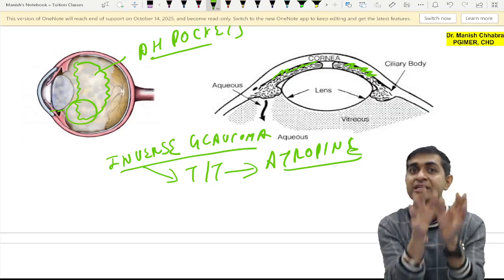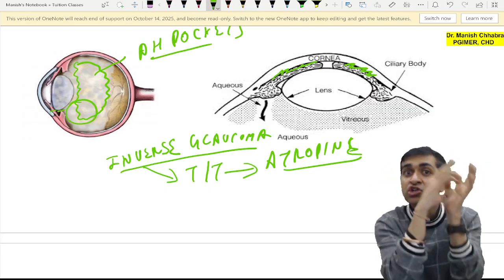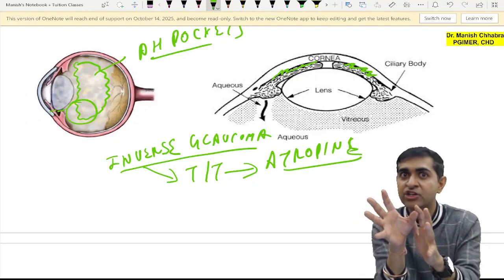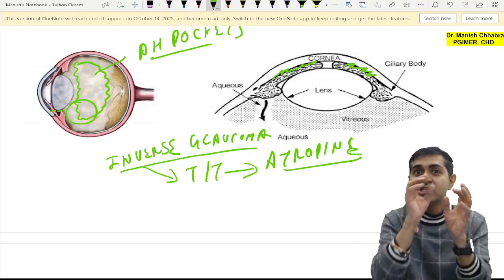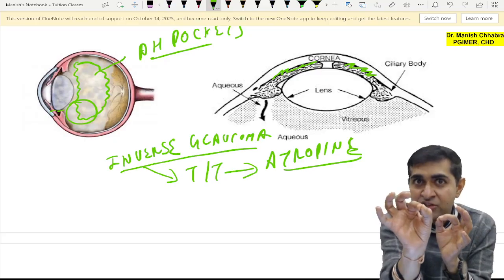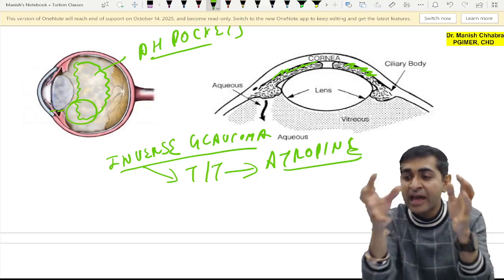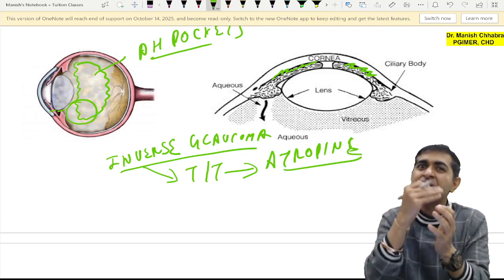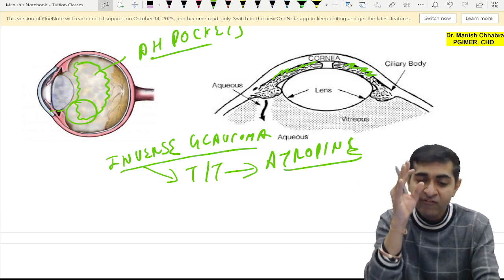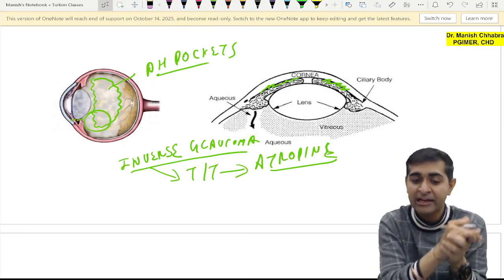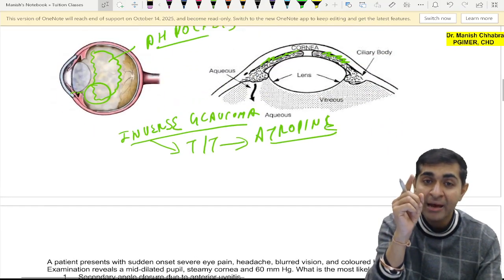As a result, you call it irido, hole in the iris; zonulo, hole in the zonule; hyaloid, the word used for vitreous humor; ectomy. So by making a hole in the iris and zonules, you take out the vitreous humor in which there are aqueous humor pockets, and eventually the disease is fine. So this is the surgical management: irido, zonulo, hyaloidectomy. This is, boys and girls, your malignant glaucoma.